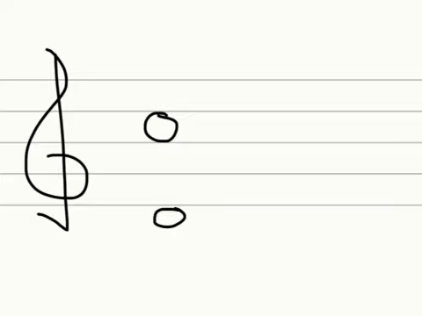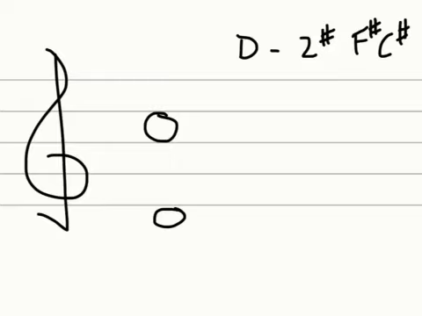Okay, let's do some examples. In this case, the bottom note is D. So here's what I'm thinking: D major, 2 sharps, right? So we have F sharp, C sharp. Now I look at the top note, C. C is not part of the scale.